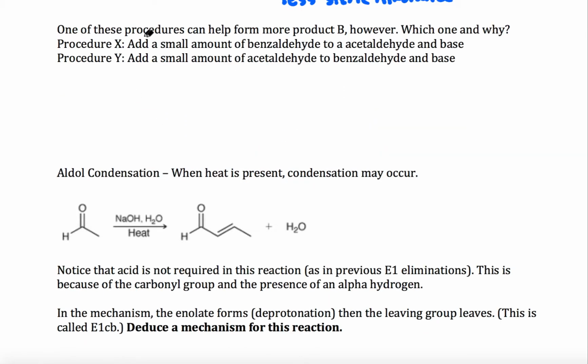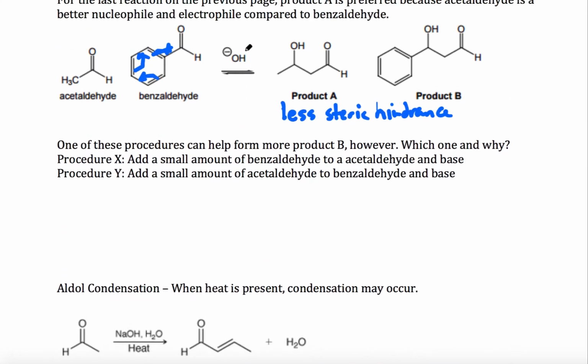So now let's say that there's 2 procedures for how we can get more product B. We can control factors experimentally to make product B more favored. So read through each of these procedures and see if you could figure out in which situation you would be able to control it so that there was more product B. So let's read these together actually.